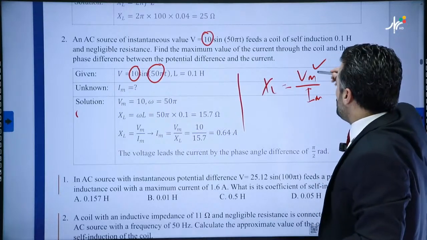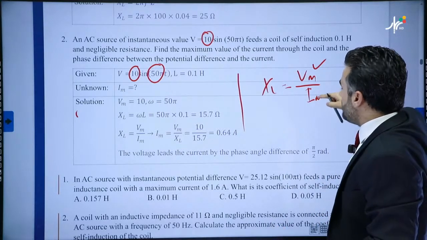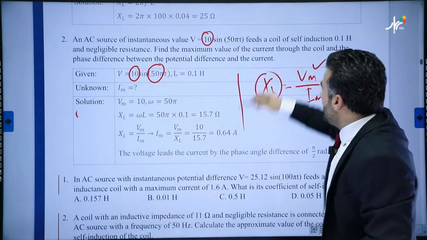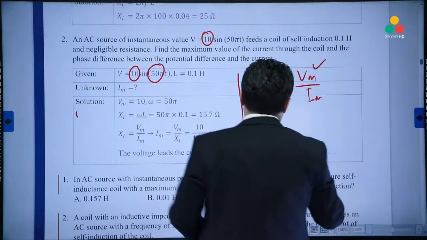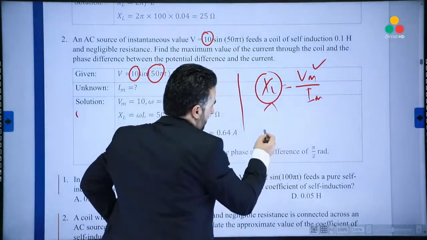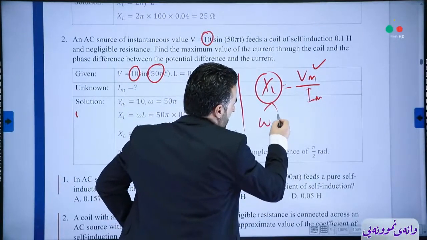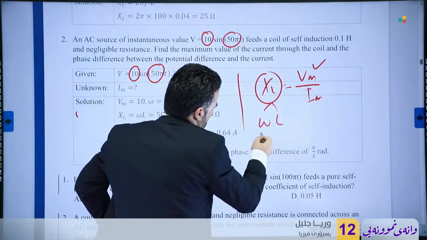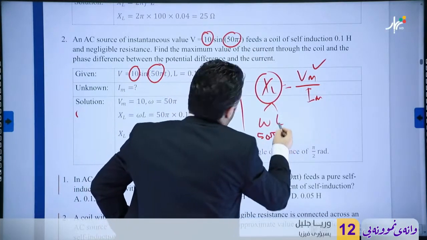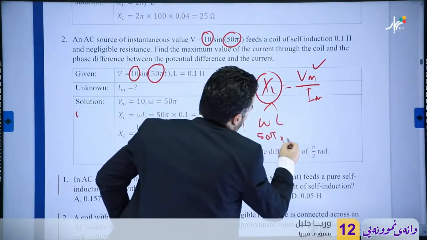But in order to find the maximum current here, I need to have the inductive impedance. As you can see here, inductive impedance equals what? In order to find this one, it equals omega times L, yeah? Of course, this is omega, which is 50 pi. So we can say 50 pi multiplied by the value for L. What about the value for L? It is 0.1.